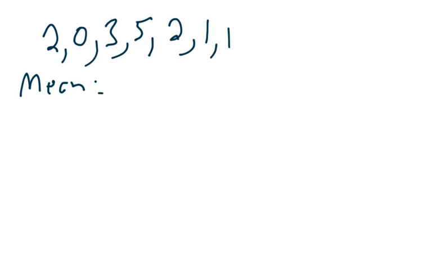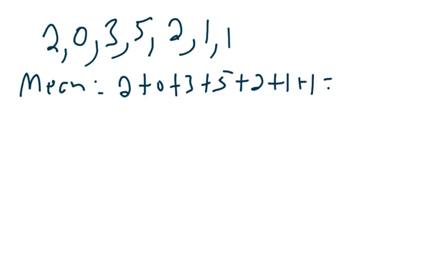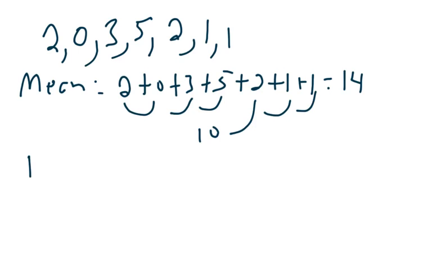So we would add these up. 2 plus 0 plus 3. We include 0 in there because it's a number. Some people have 0 pets. So we include it. Now, when we add 2 plus 0, of course, it doesn't change anything. We still have 2. Plus 3 is 5. Plus another 5 is 10. So here we are at 10. Plus 2 is 12. Plus 1 is 13. Plus 1 is 14.